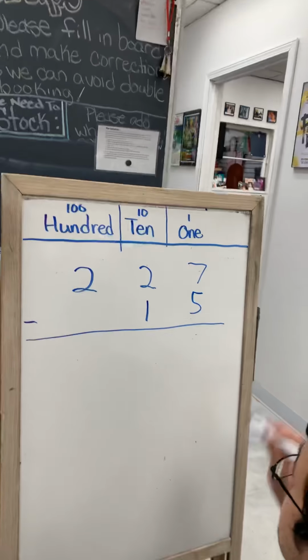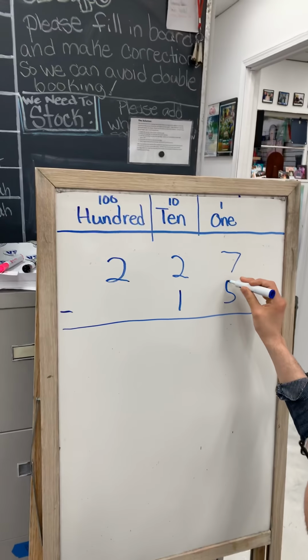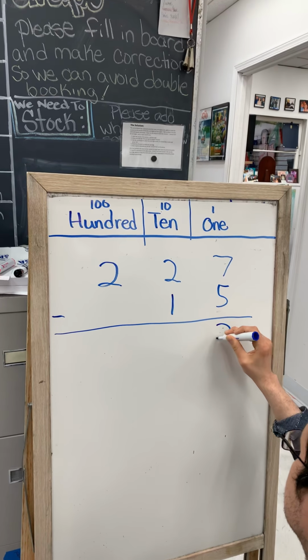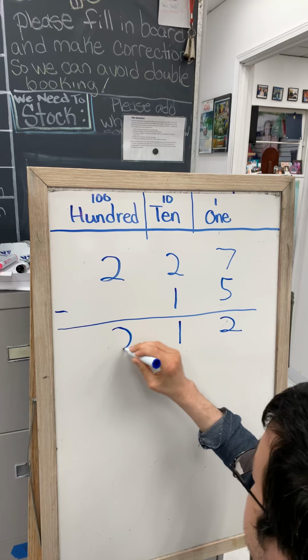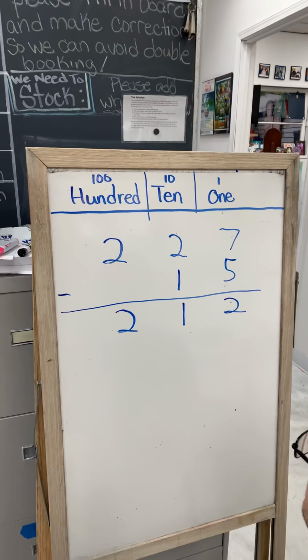So start by subtracting the ones. 7, 6, 5, 4, 3, 2. 2, 1. 212. Last one.